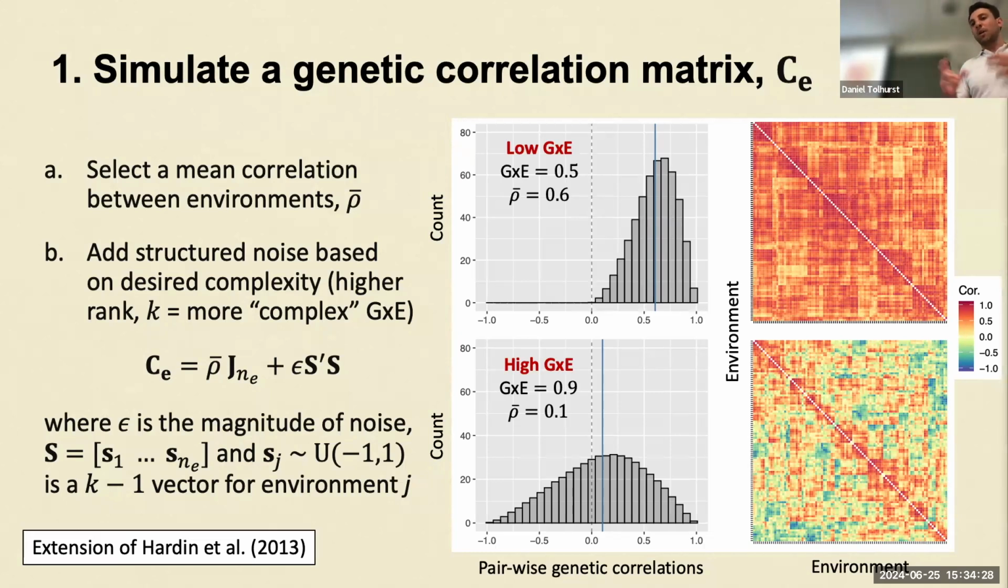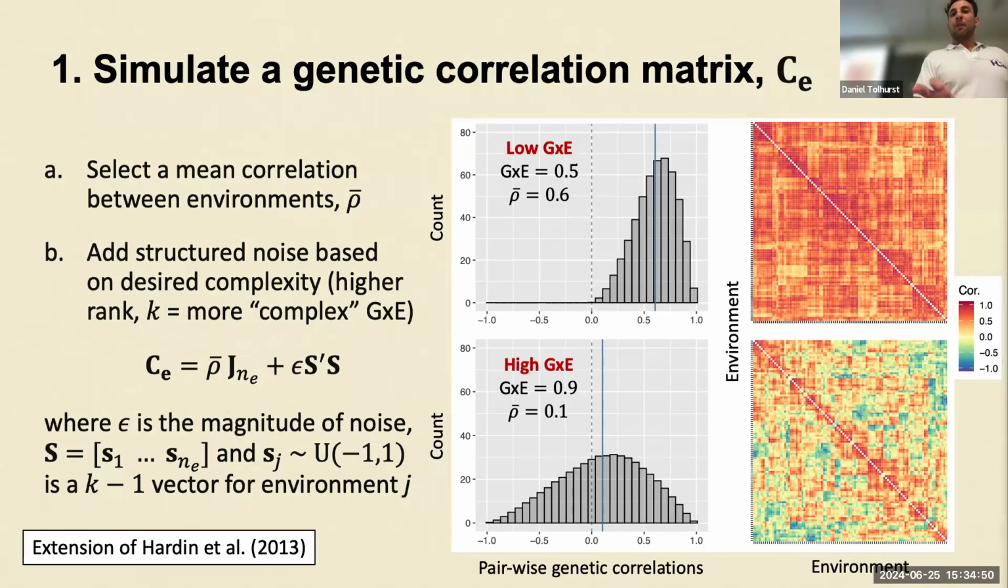And so what I'm just going to do is classify the top plot as low G by E, because there's much less re-rankings within that. So the best performing genotypes in most of those environments are the same. Whereas in the bottom one, I'm going to say that's high G by E in terms of the re-rankings, because there's a lot more of that switching going on.